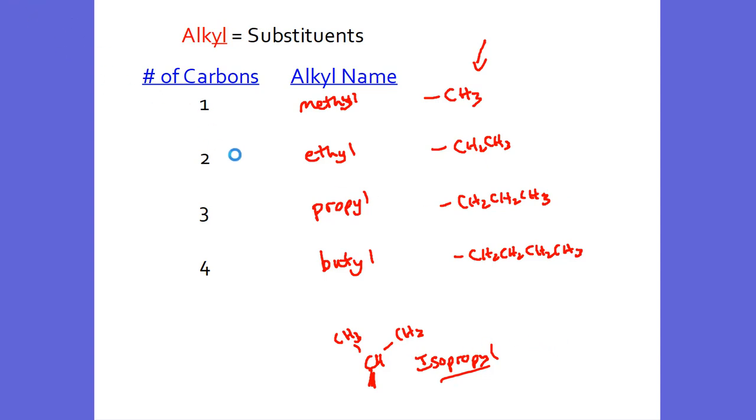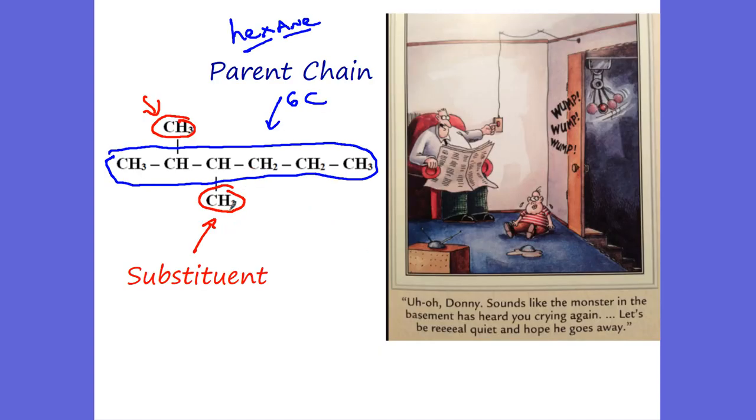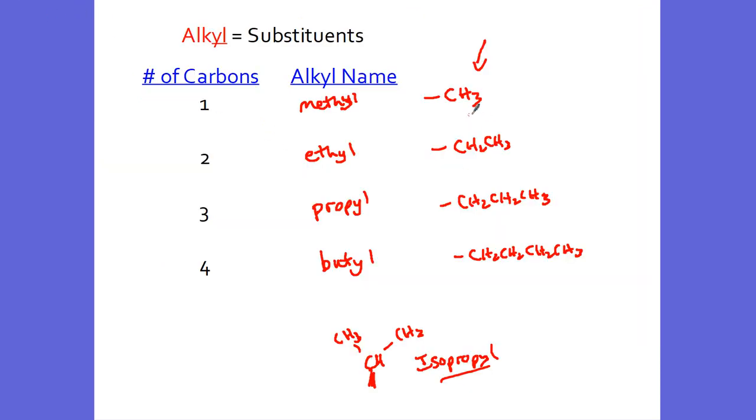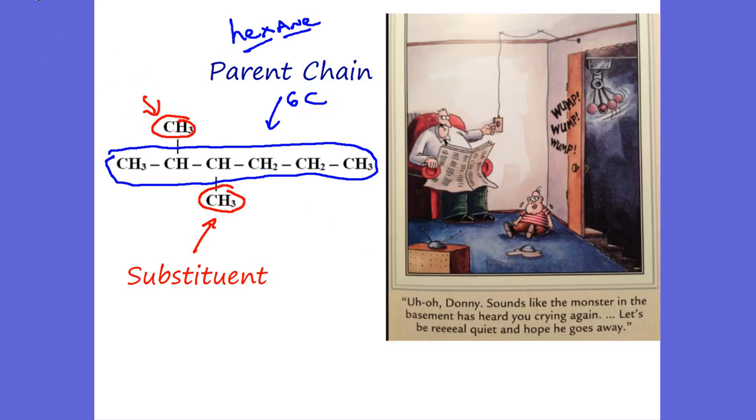So let me come back real quick. Do you see how I have a CH3 group and a CH3 group coming off of this parent chain, which means I have 2 methyls coming off of the parent chain. I'll come back to this example in just 1 second, but let's go to an easier example.